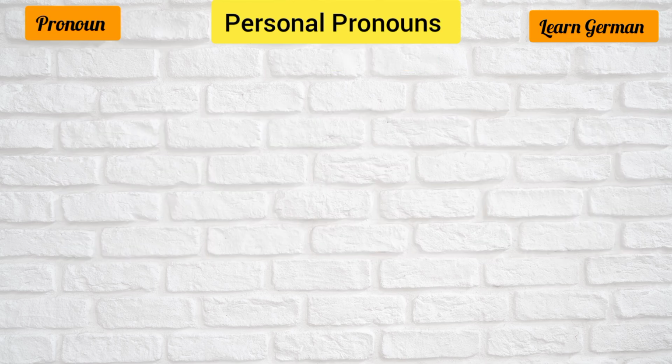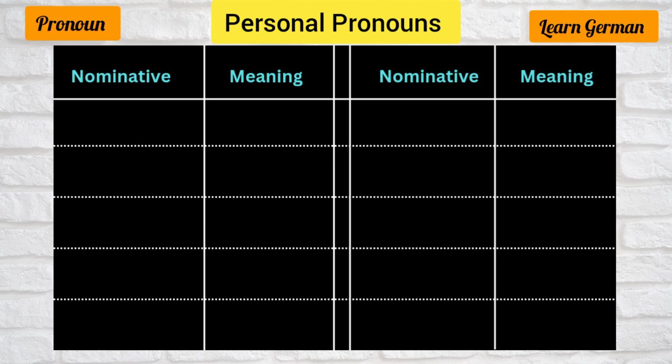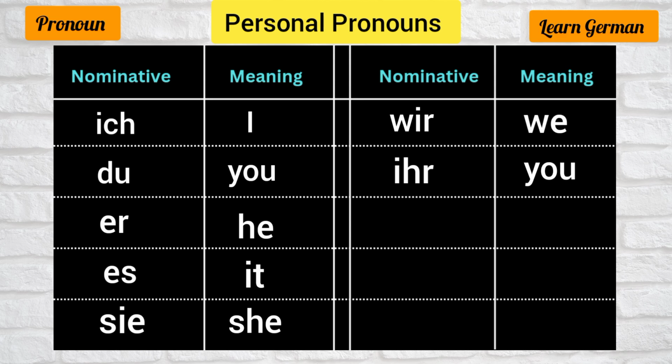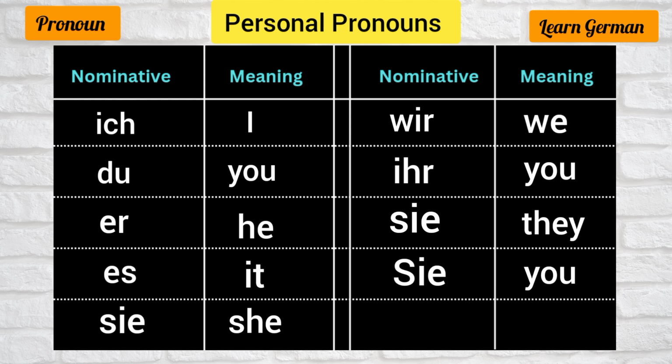Personal pronouns in nominative case. Ich, I; du, you; er, he; es, it; sie, she; wir, we; ihr, you; sie, they; Sie, you.